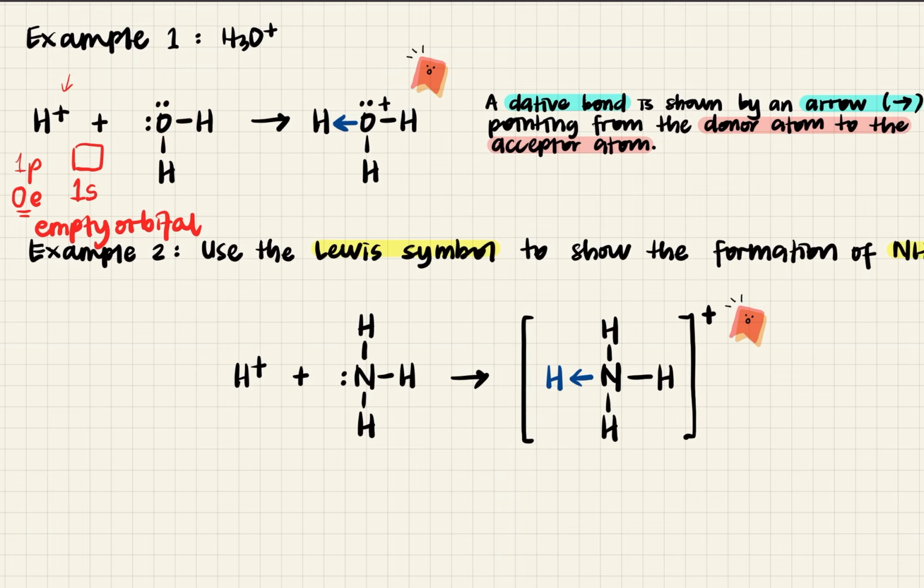Okay. So what will happen is that it will donate a pair of electrons to hydrogen. It will fill the empty 1s orbital of hydrogen. So now when hydrogen accepts electrons, it gets electrons, its charge will become zero. Alright. And oxygen's charge will become a plus charge because it has lost electrons when it donated into the dative bond.